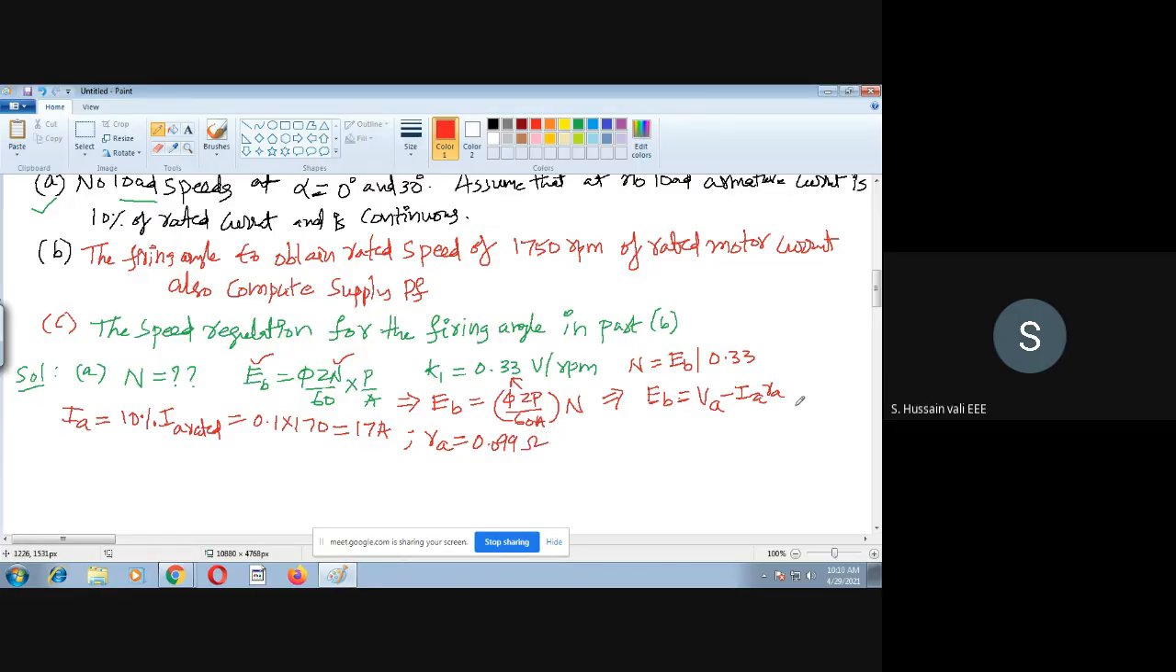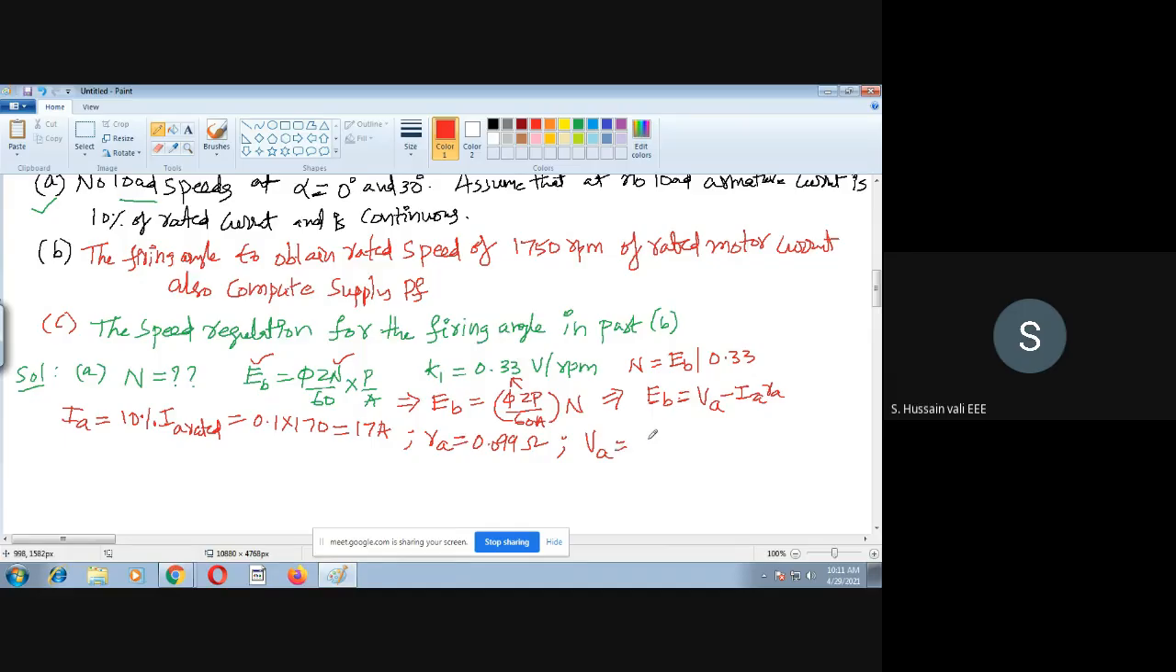So now in the equation, IA you know, RA you know, VA you don't know. What is VA? VA is the armature voltage. Let me tell you, the armature voltage is nothing but the output of the full converter, because the output of the full converter directly goes to the armature of the motor. So VA is equal to the output of your full converter.